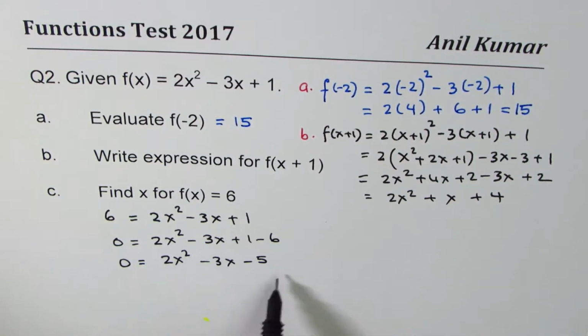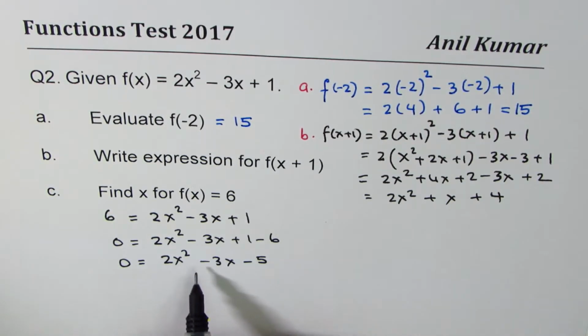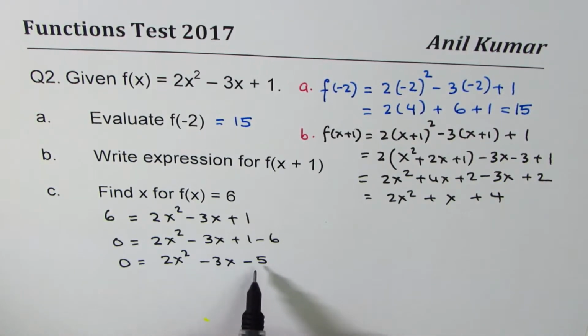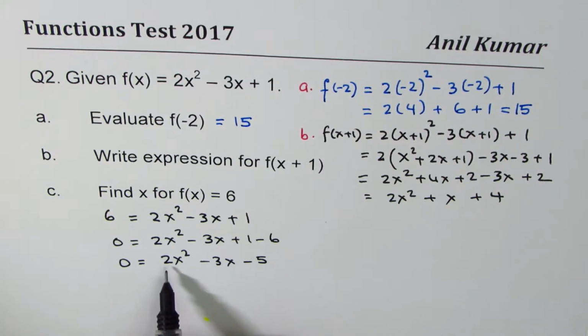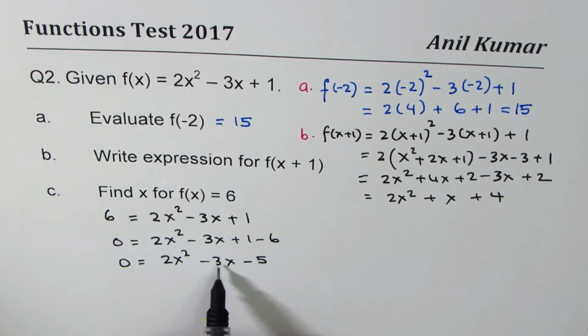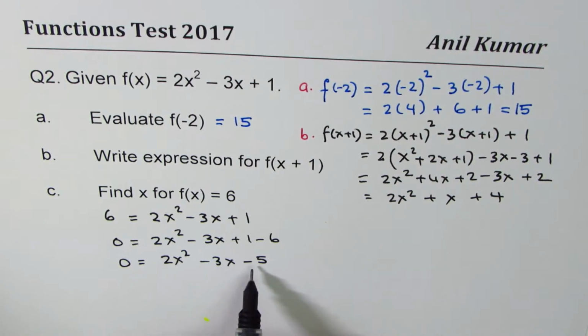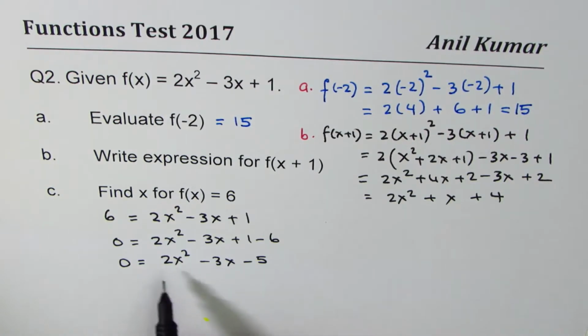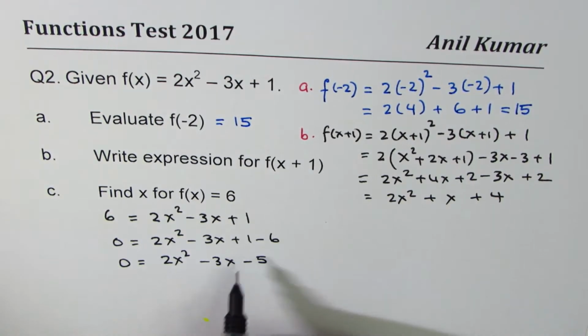correct? At this stage, you can factor and find the solution, or you could use the quadratic formula, right? So, adopt the technique which you feel comfortable with. Minus 5 times 2 is minus 10, and you need minus 3. So minus 3 you can get by addition of minus 5 and 2, right? You get minus 3. So you could use the factoring technique also.